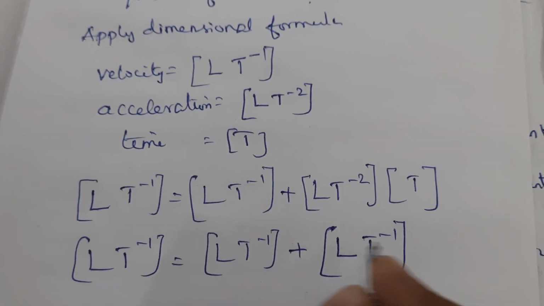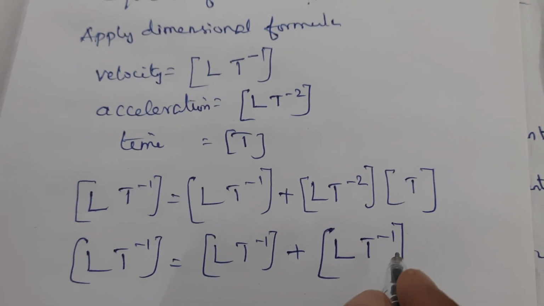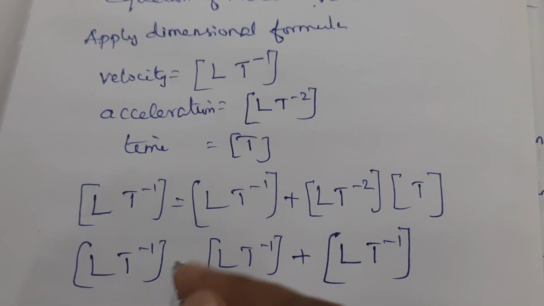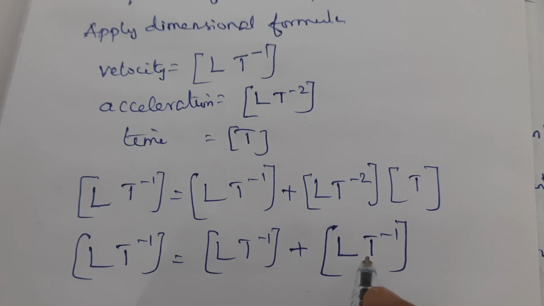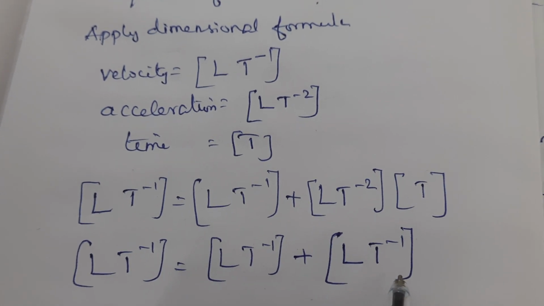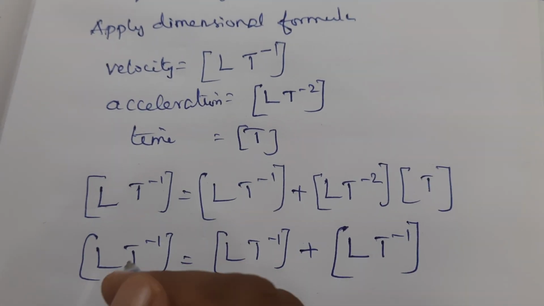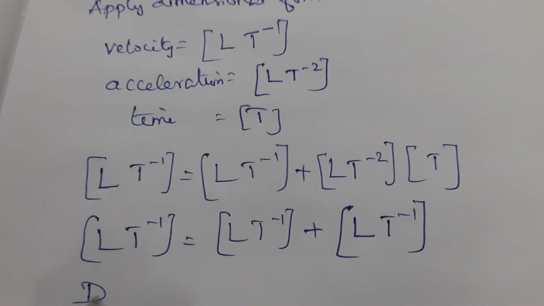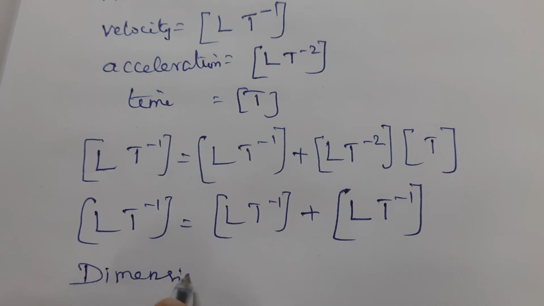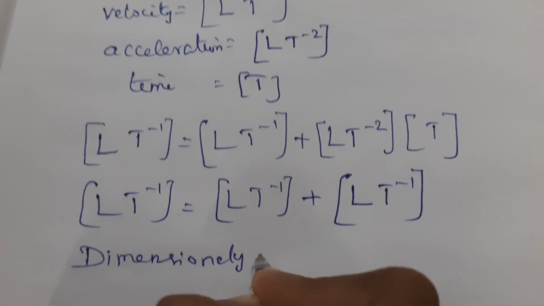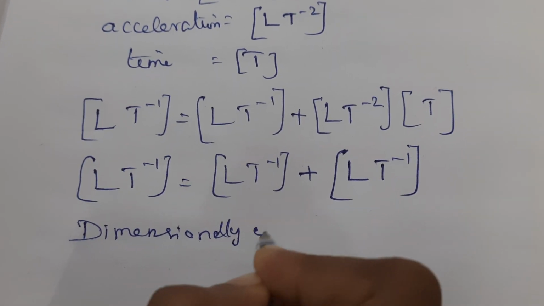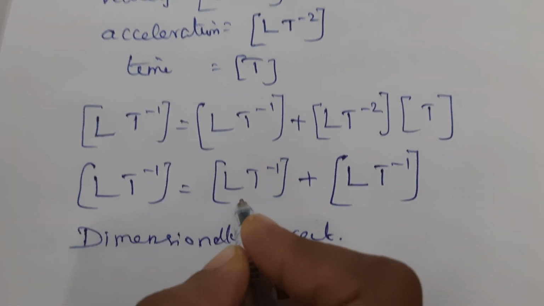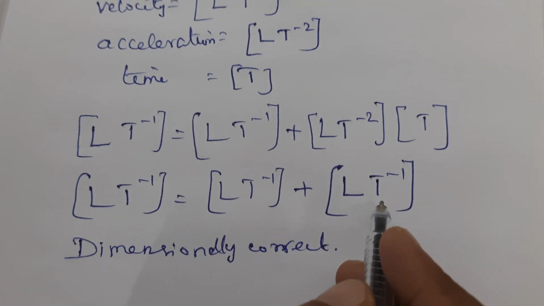Quantities of same dimensions only can be added. See this equation? Dimensions of each term is same. The dimensions of both the sides are same. Hence the equation is dimensionally correct. LT raised to minus 1, LT raised to minus 1, LT raised to minus 1.